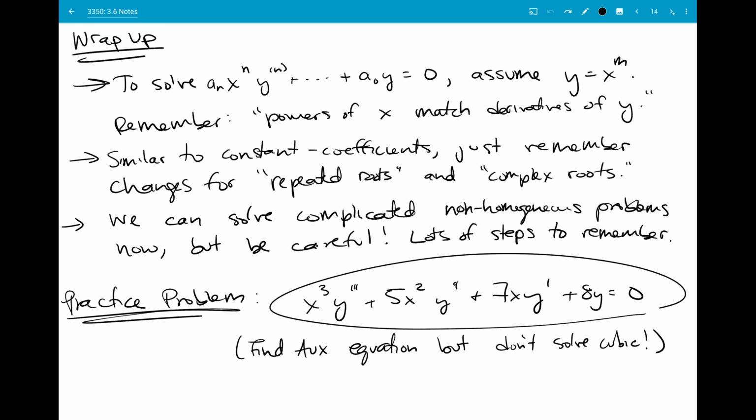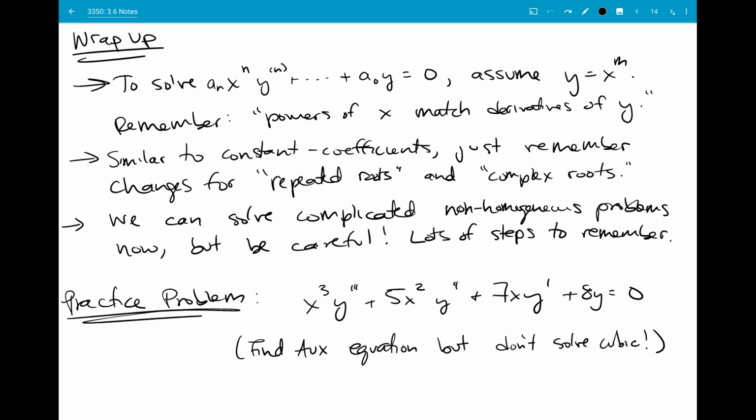So your practice problem today is right here. It's going to be to try and solve x cubed y triple prime plus 5x squared y double prime plus 7x y prime plus 8y equal to 0. I don't want you to solve this all the way. Please just stop at the point where you have your auxiliary equation and you know that you would try to solve that, but it's going to be cubic. I just wanted you to get practice to see how that formula for the auxiliary equation goes to higher orders. I don't want you to actually solve a cubic equation. So stop when you get to that place where you know what you would solve for m.